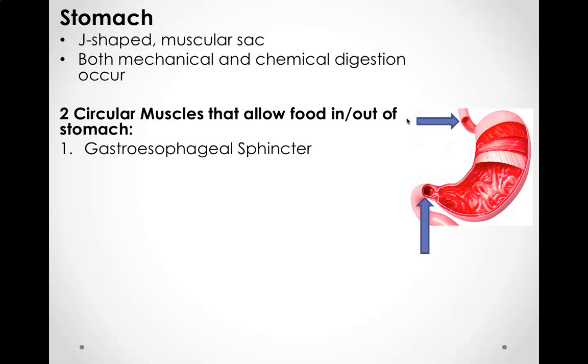So the top one is called the gastroesophageal sphincter, and the second one is called the pyloric sphincter. The way I like to remember it is gastro means stomach, esophageal is like esophagus, so gastroesophageal is that point right here where the esophagus meets the stomach. And then the bottom one here is the pyloric sphincter.